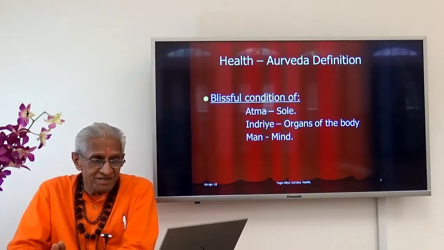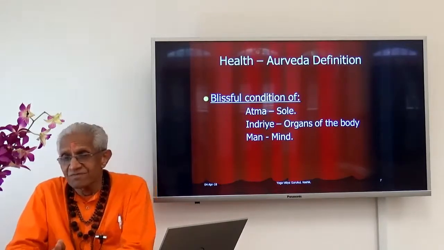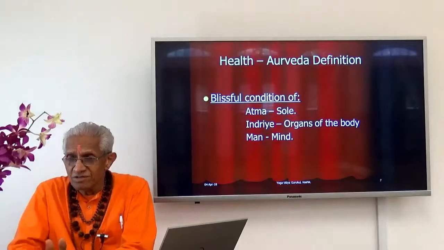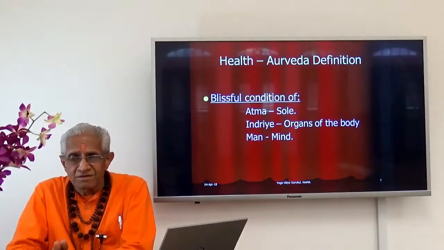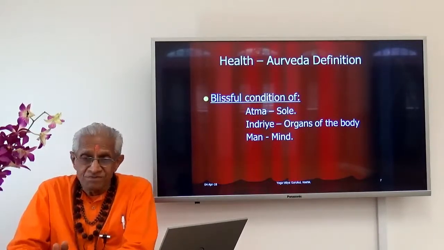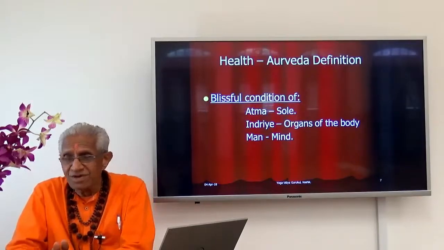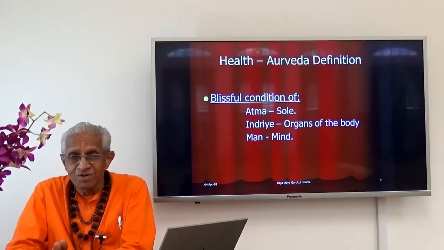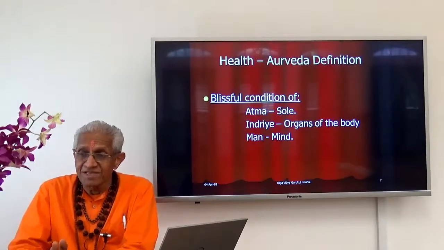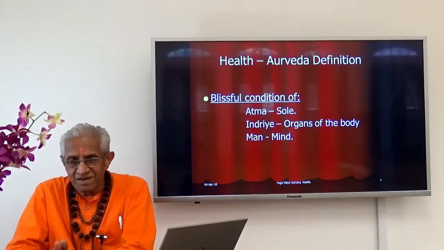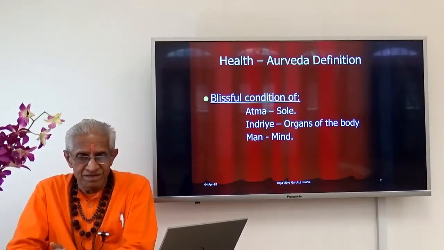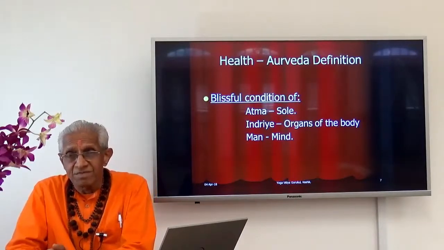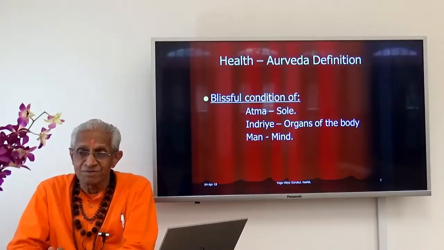Then it is explained that Indriya, that is all organs of the body. Now, organs also have got the mind. They may function properly, but the blissful condition is still something in addition to that. And Man is mind. It is not man, it is M-A-N, Man. It means mind. So the mind also must be blissful.